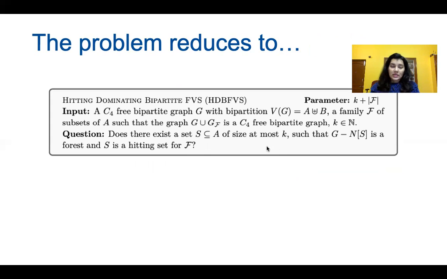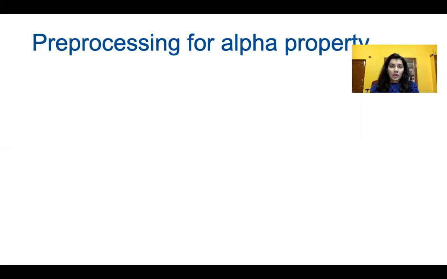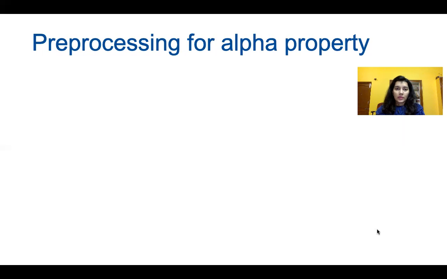Which is basically that you have a C4 free bipartite graph with this partition, and additionally a family of subsets over A, such that the C4 free property that I just mentioned holds. And now we are looking for a set S of size K from the set A such that the deletion of the closed neighborhood of S is a forest, and also S is a hitting set for this family. So recall that I mentioned this alpha covering property.